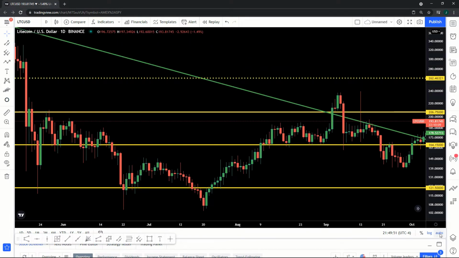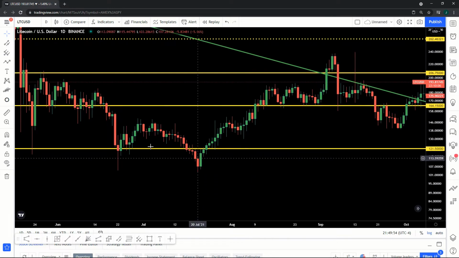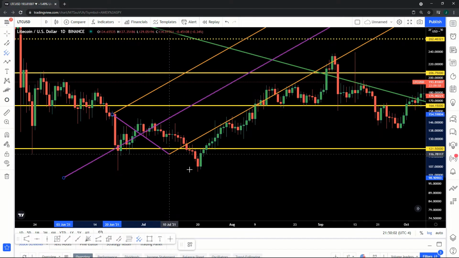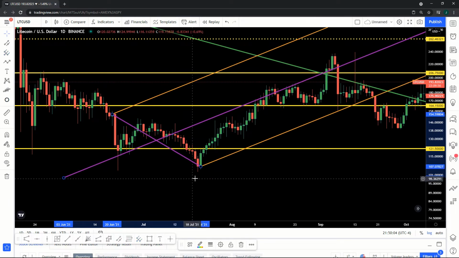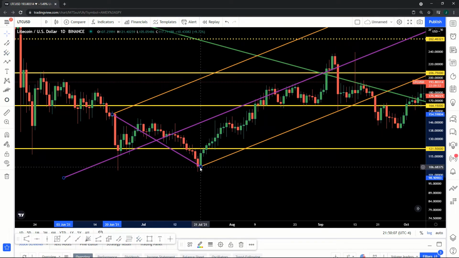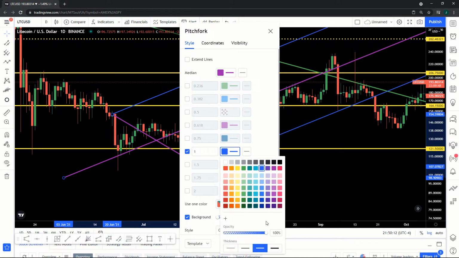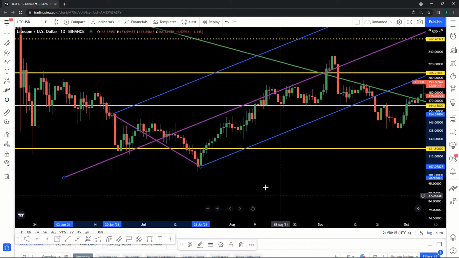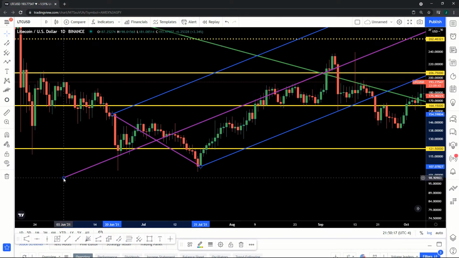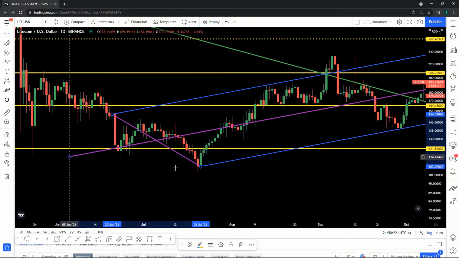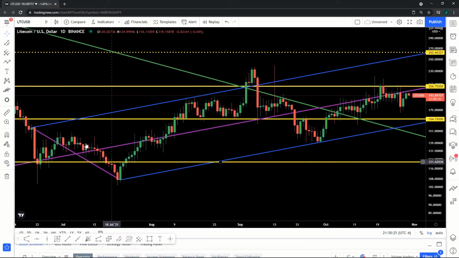So what I did was I placed a pitchfork. Let me just change the color to blue, so there's some contrast because the yellow and the orange were just too close. If I adjust this just very slightly, right? From this, the blue represents support and resistance.